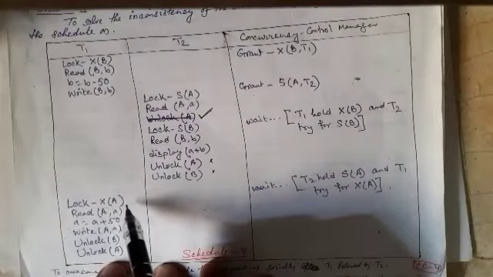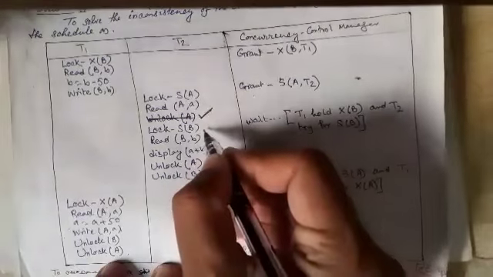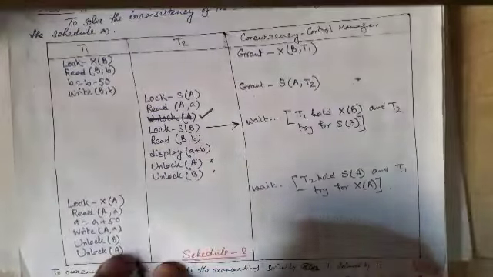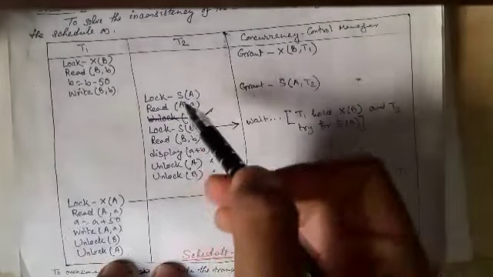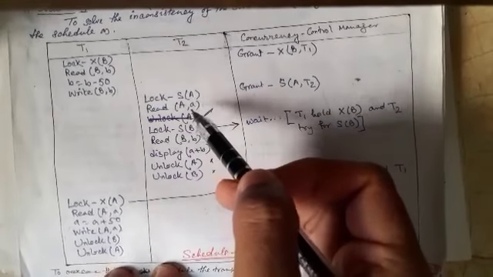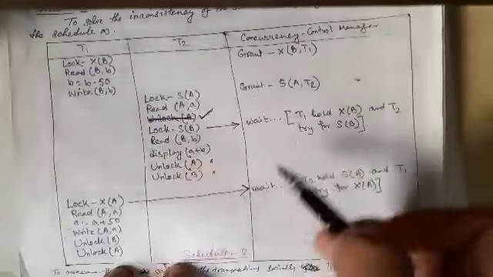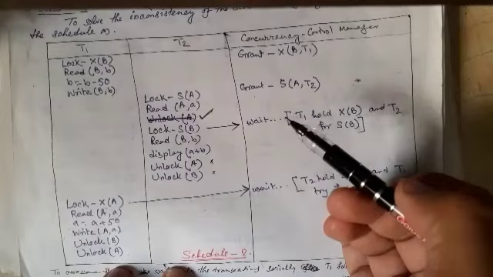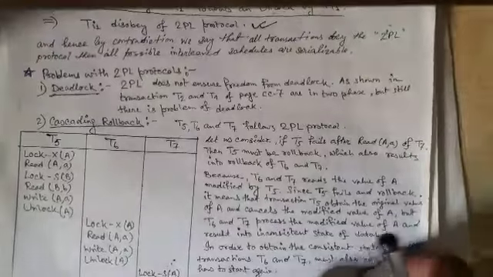Now the exclusive lock for item A will also wait, as in T2 the shared lock for item A is there. So there will be a deadlock situation, and this will wait until one of the transactions is committed. So this problem will be there in the two-phase locking protocol also.